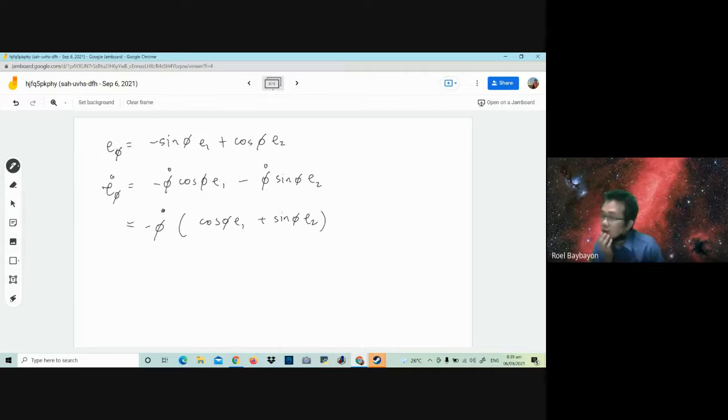Sakto ba? E phi. Okay. E phi is minus phi dot cosine phi E1 plus sine phi E2. You can actually write this into this expression: E phi can be written as minus ER phi dot sine of theta, okay, sine of theta minus E phi phi dot cosine of theta.